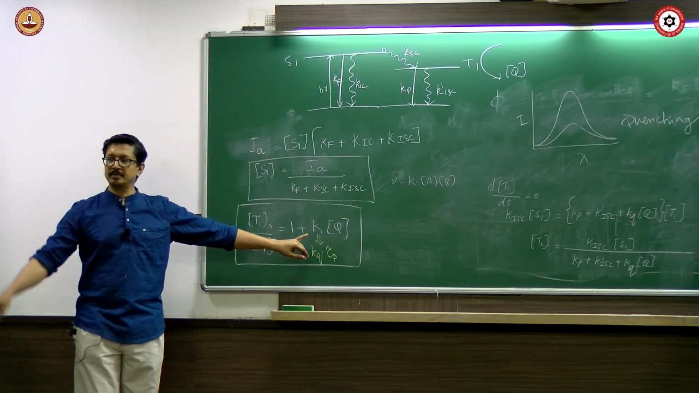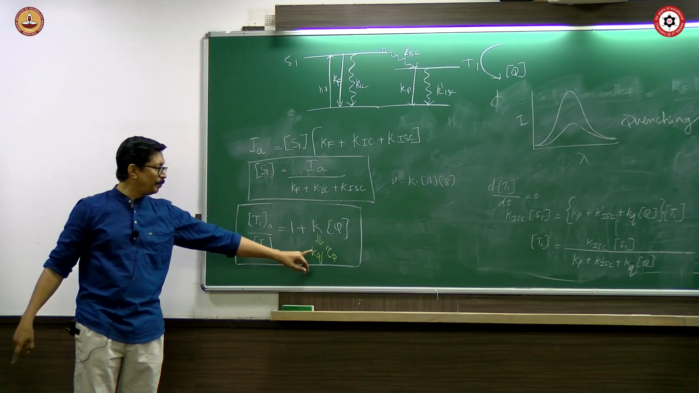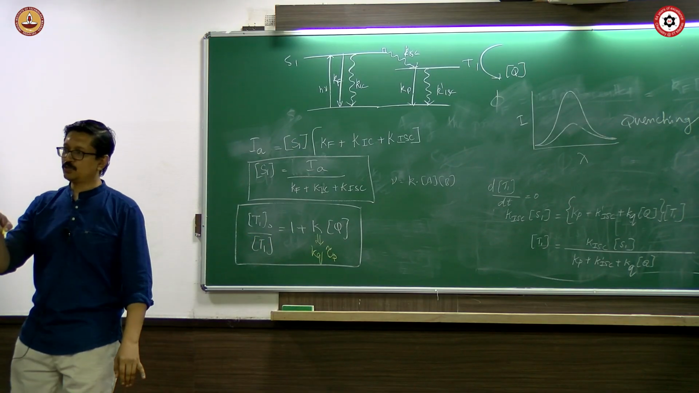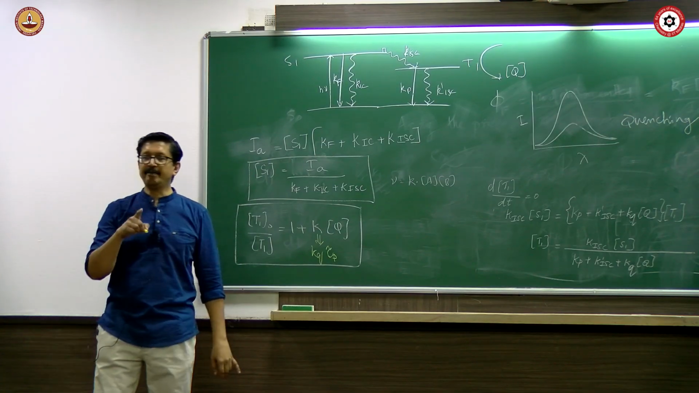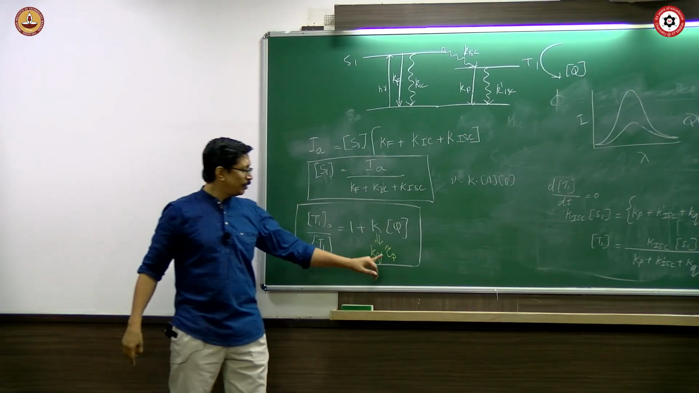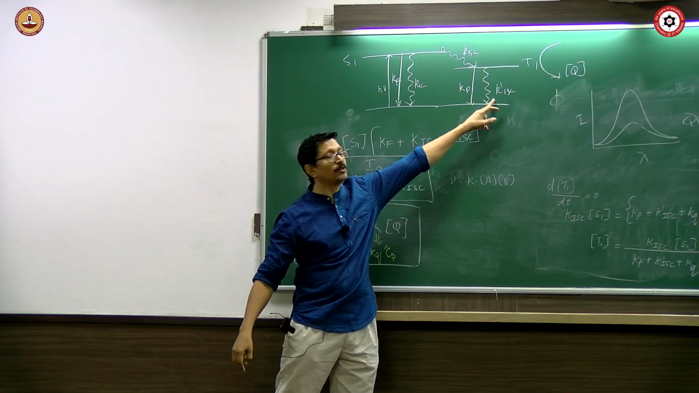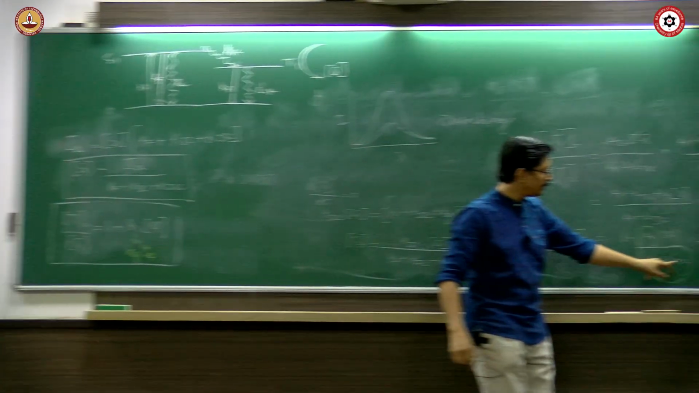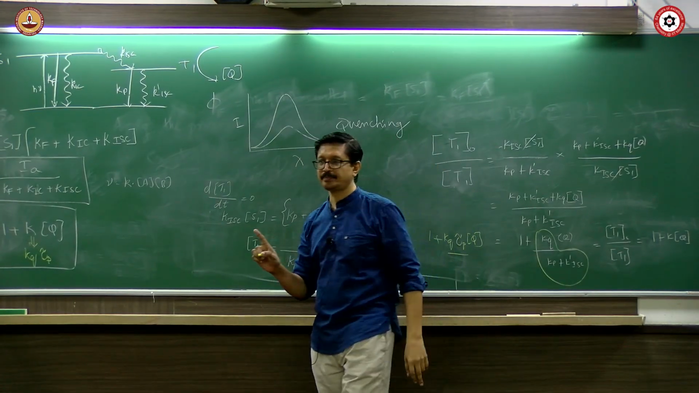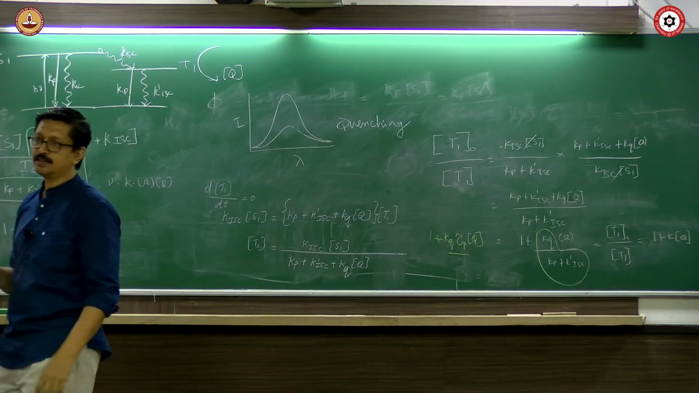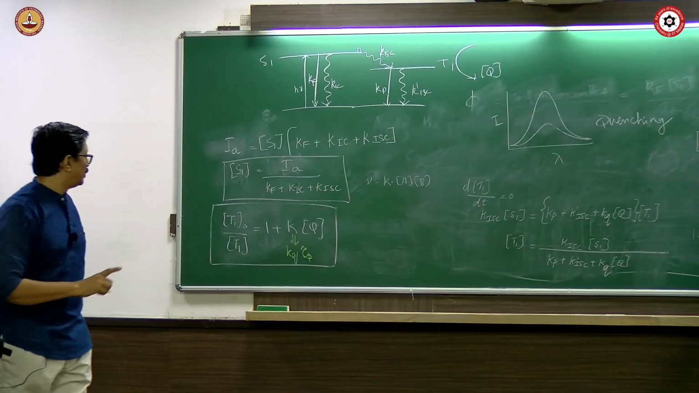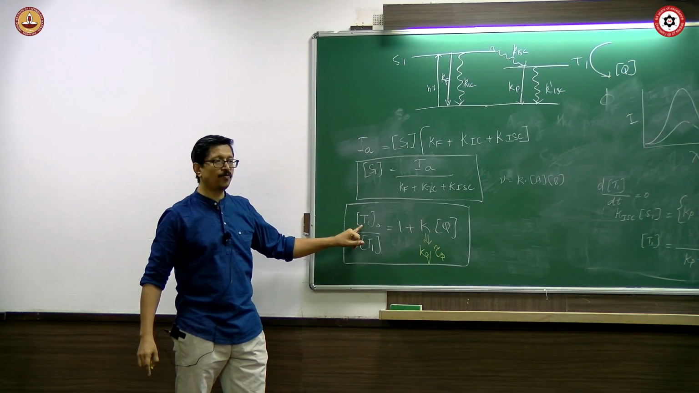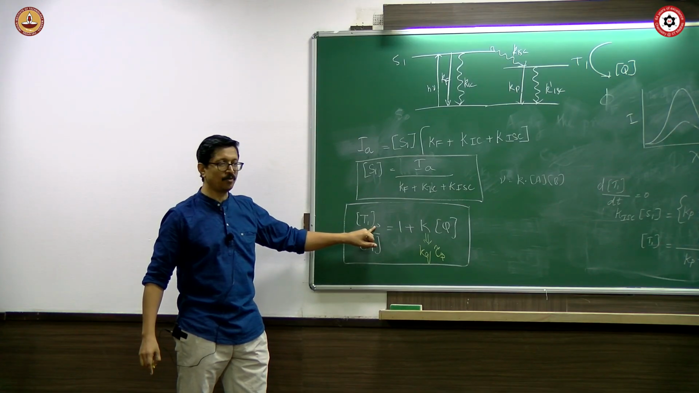How does tau P come? Is anybody getting confused why the tau P is coming? Tau P is what? Phosphorescence lifetime. Any lifetime is 1 by K. Phosphorescence lifetime means there are two processes in phosphorescence, Kp and K dash ISC. So 1 by Kp plus K dash ISC is equal to tau P, the lifetime of the phosphorescence.